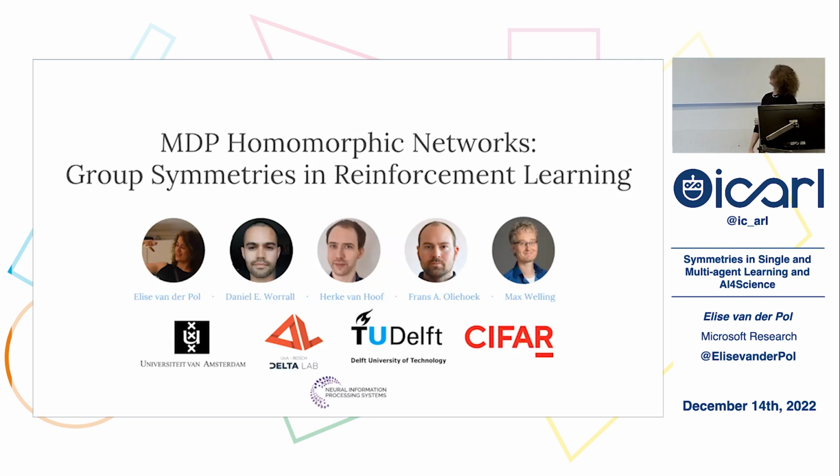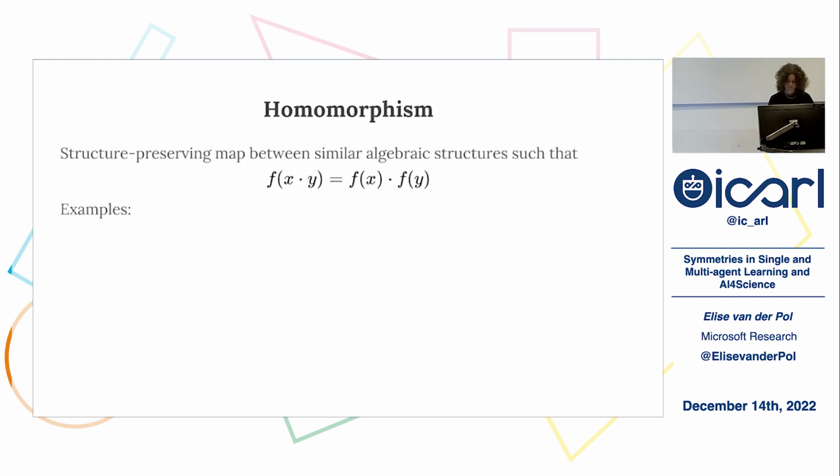Okay, so I want to first talk about this paper, MDP Homomorphic Networks, which I did with Daniel, Herke, Frans, and Max. This is about exactly this, like group symmetries in reinforcement learning. If we know there's some symmetry in our reinforcement learning problem, how can we then use this in policy learning? So I want to introduce to you what an MDP homomorphism is.